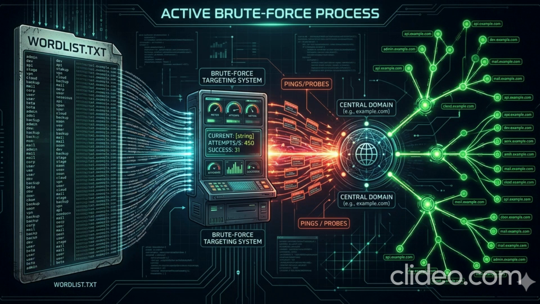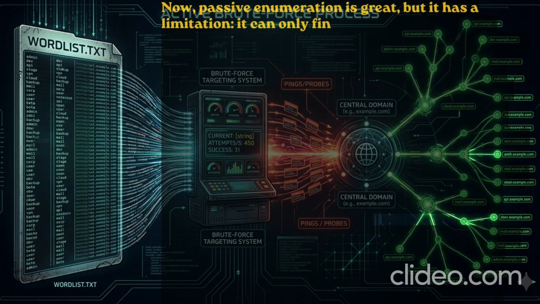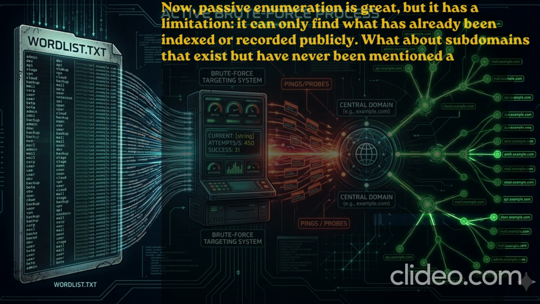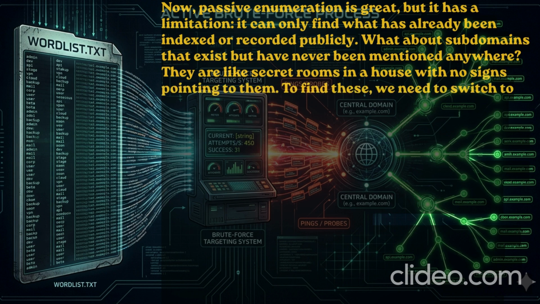Now, passive enumeration is great, but it has limitations. It can only find what has already been indexed or recorded publicly. What about subdomains that exist but have never been mentioned anywhere? They are like secret rooms in a house with no sign pointing to them. To find these, we need to switch to active enumeration, specifically a technique called DNS brute forcing.